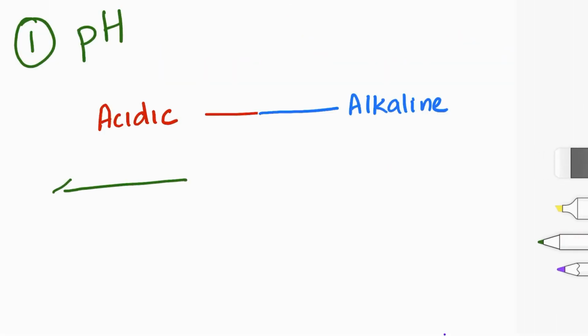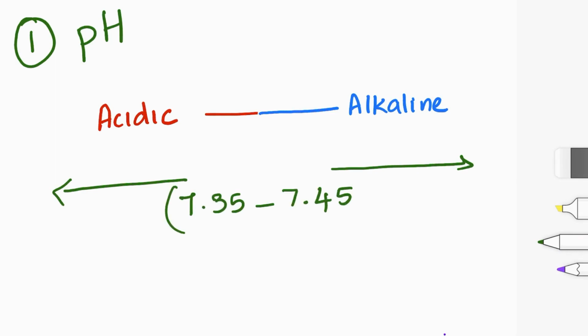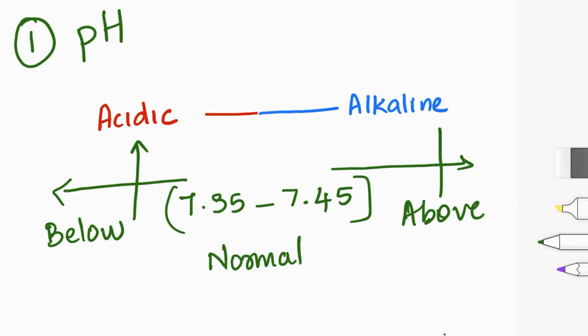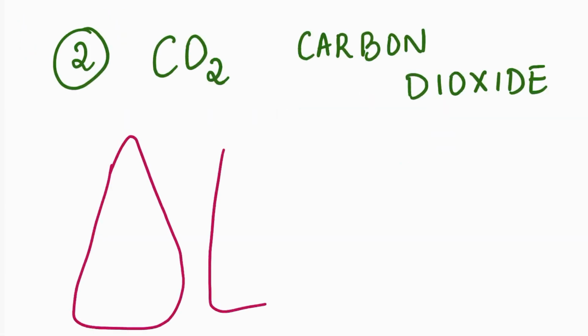pH tells you how acidic or alkaline your blood is, and the normal value is 7.35 to 7.45. So this is the normal value. Anything below it is acidic and anything above it is alkaline. Okay. Next is carbon dioxide.